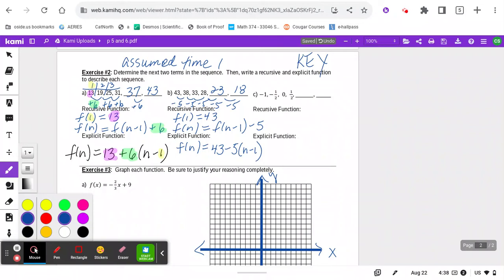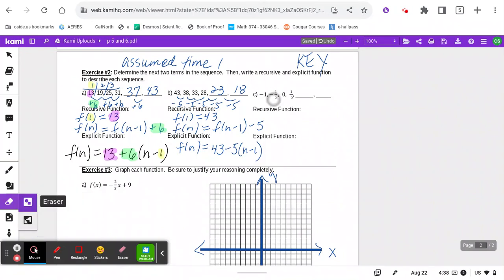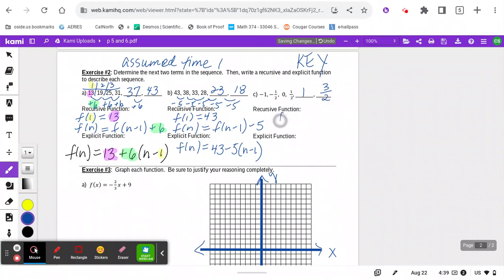Last but not least, this one has a fraction. It makes us feel weird, but just look at these positives to start. To go from 0 to a half, we're just adding a half. Then look back at the negatives and see if it makes sense. So a half plus a half is just 1. 1 plus a half is just 3 halves. That's it. Recursive goes like this.